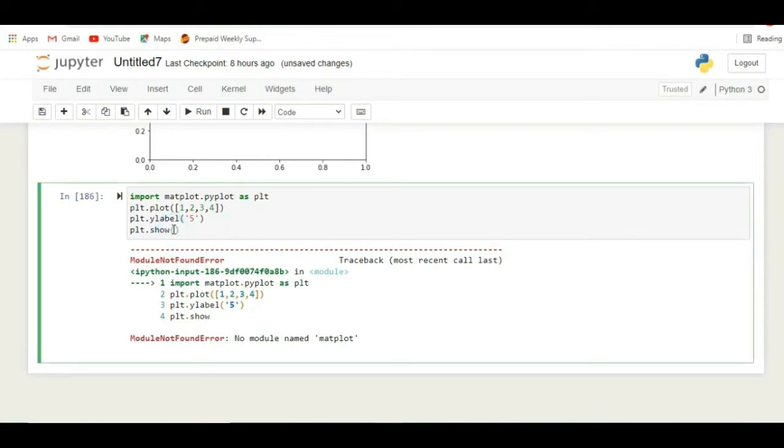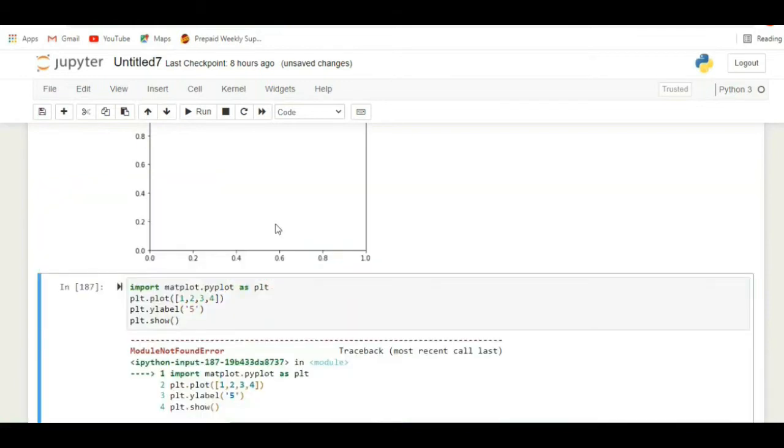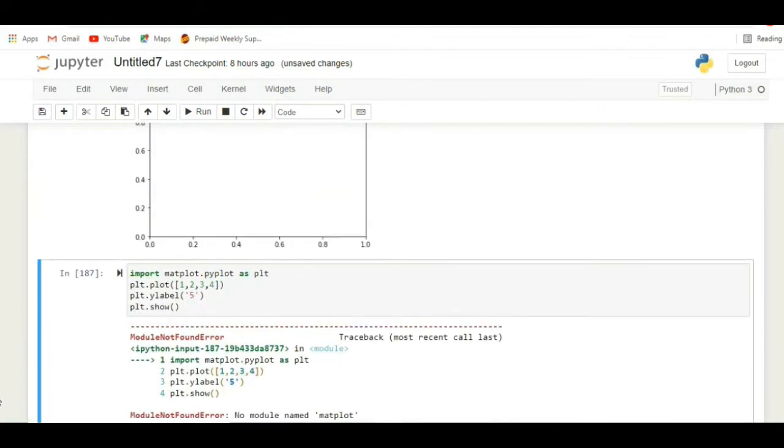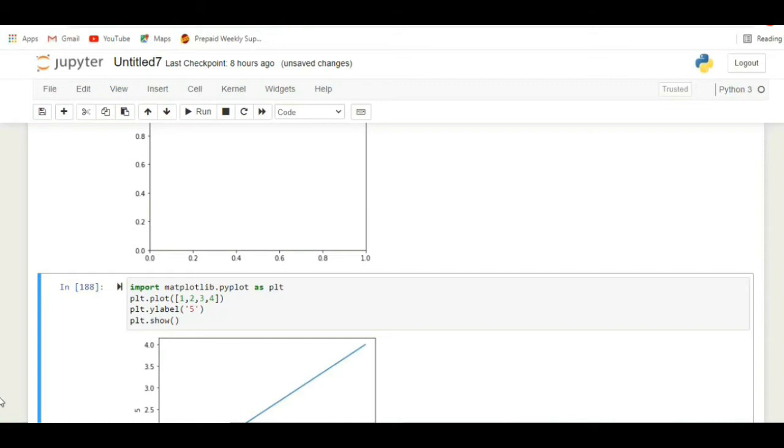Yes, again it will not work, this is not working, so we have to change it. It should be import matplotlib.pyplot as plt. Now this will work, and this is working. Yes, this is working.